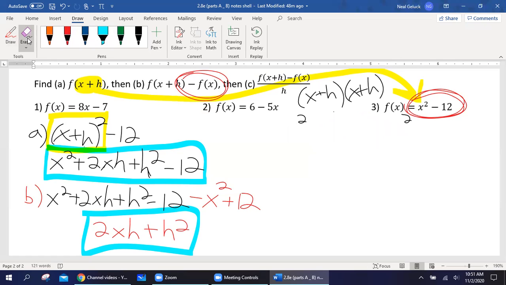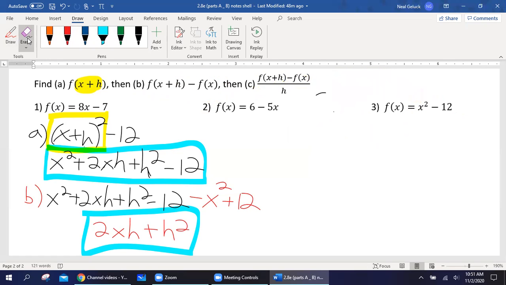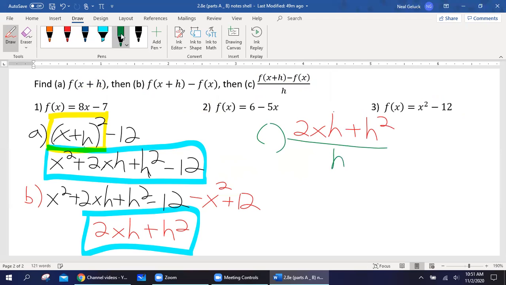Now part C says, all right, take your answer that you just got. So the answer I just got was 2xh plus h squared, and divide that by h. Now, this is a little trickier, but this should always happen. That h in the denominator should cancel out. But now how does it?